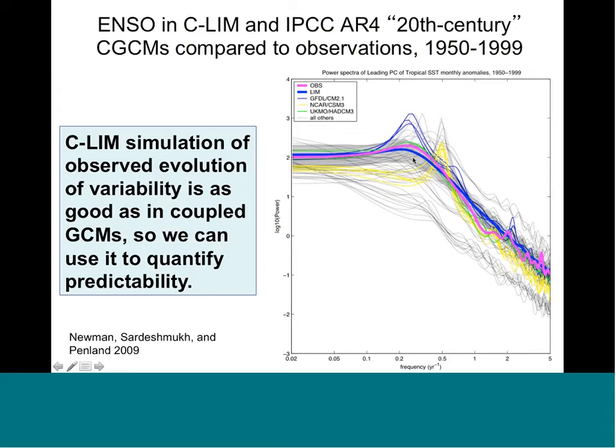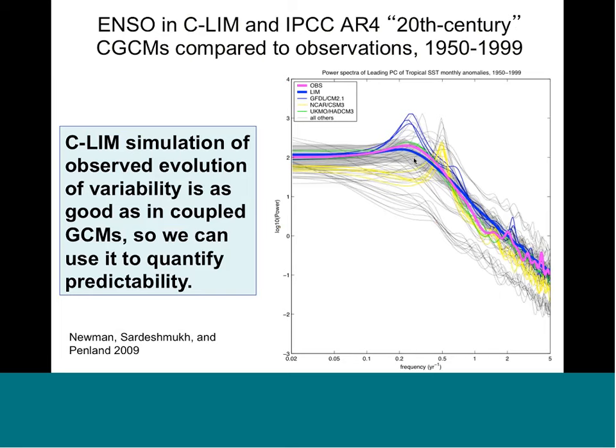This is looking at the spectra of tropical SST monthly anomalies, so this is like ENSO. Basically, if you look at that, you can see that with the observed in pink, the LIM, which is constructed on a short lag, is able to reproduce this kind of spectra essentially out on ENSO timescales and much shorter, and it's doing it basically as well as GCMs can do as coupled models.